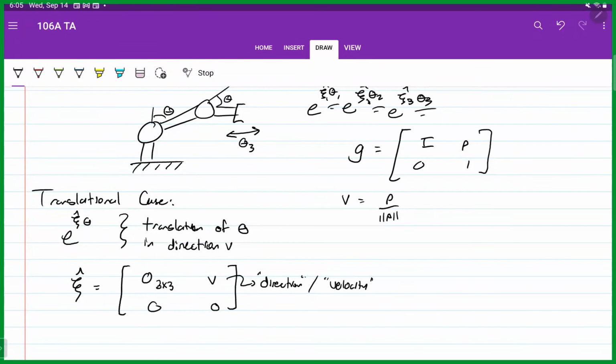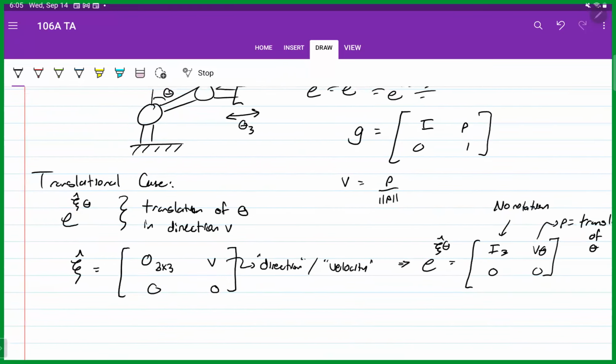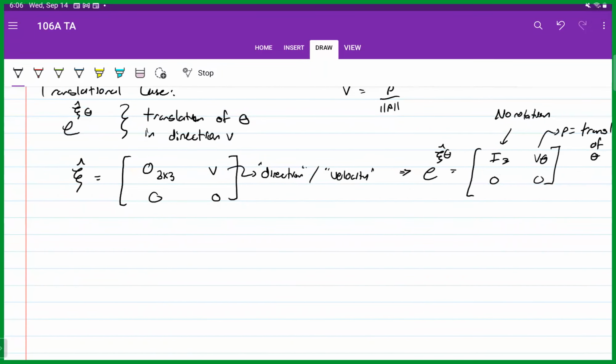And if we actually go ahead and calculate e to the xi hat theta, I won't prove this here, but it's good to see where this ends us up. We'll find for this case, e to the xi hat theta is the identity, 0, 0, and v times theta. So this will give us no rotation, since this is just the identity matrix, and v times theta just means our point p will be translated. A translation of theta along v. So that is the translational case for exponential coordinates.